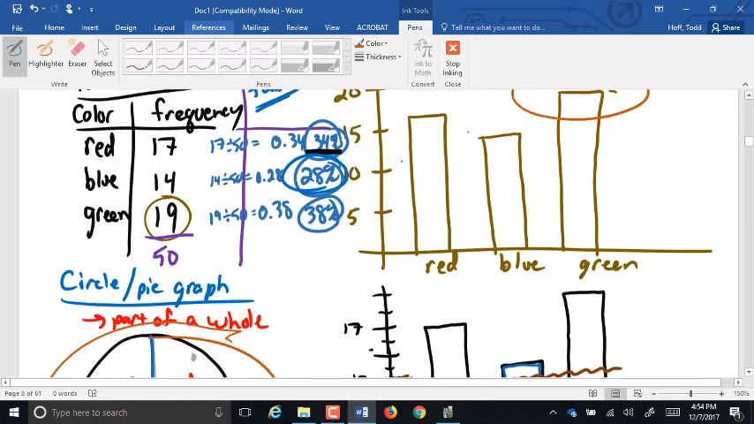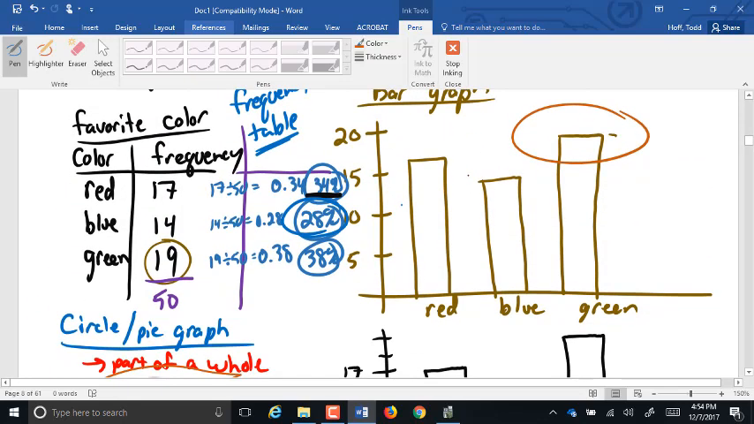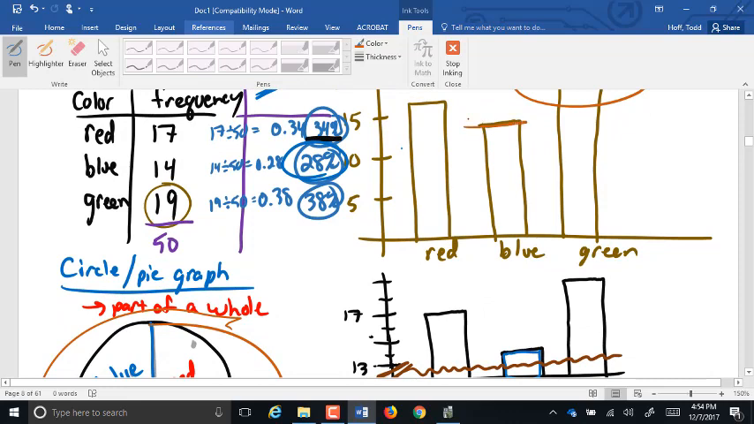If I asked you which was chosen more, red or blue, probably look at the bar graph. The red bar is taller than the blue one. Red is more popular.